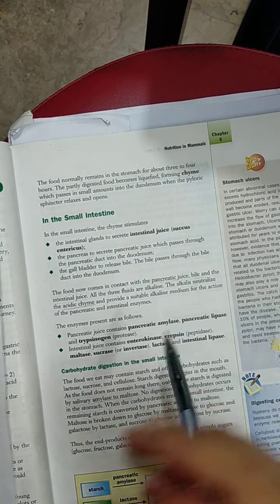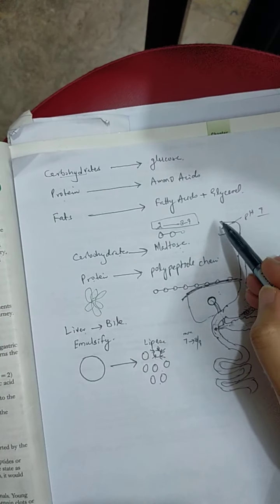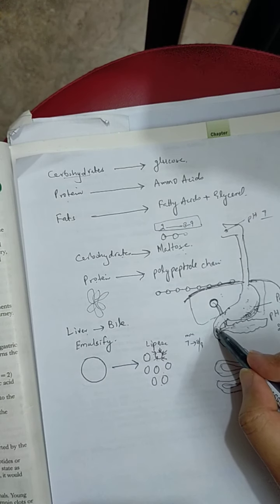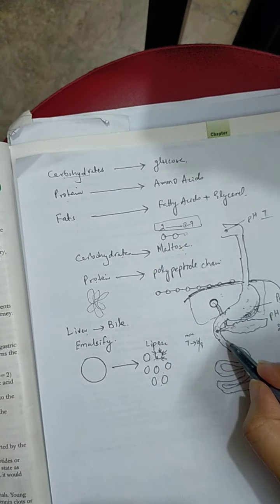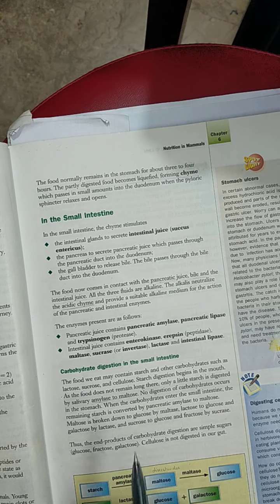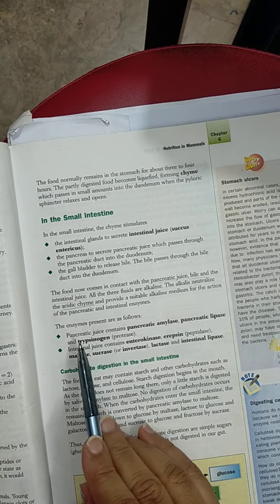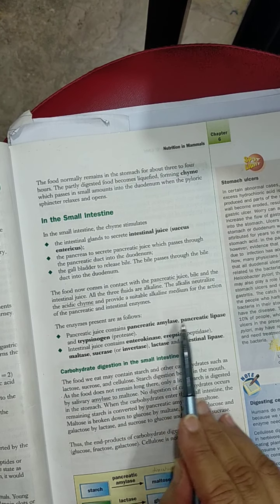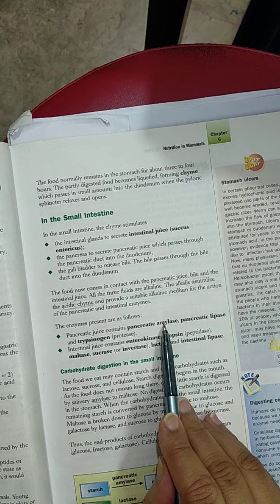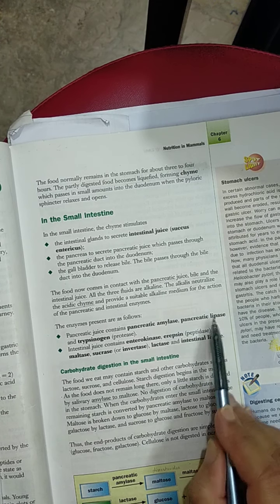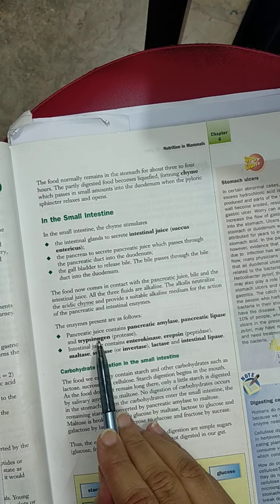Okay, now what happens? As digestion of carbohydrate was not completed here, digestion of protein was not completed here, and digestion of fat will start here after emulsification. So all digestion of carbohydrates, fats and protein will complete in the small intestine. So what will happen here? Here you can find in the diagram that pancreatic juice contains pancreatic amylase, pancreatic lipase. Amylase breaks down carbohydrates, lipase breaks down fats, and trypsinogen which breaks down proteins.